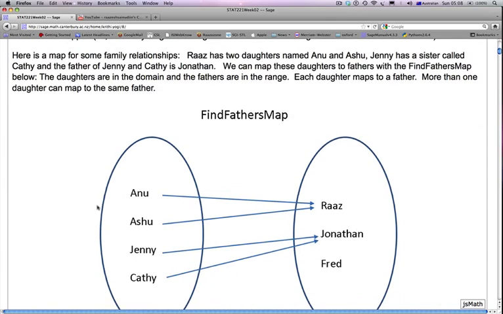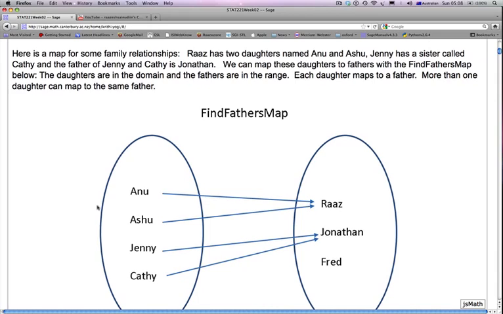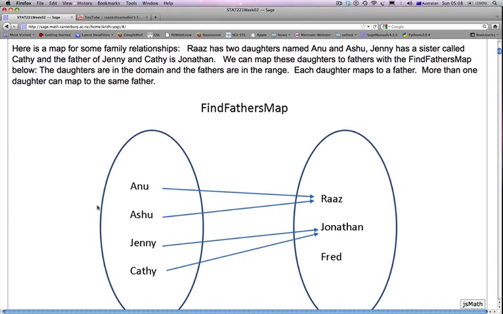Here is a map for some family relationships. Raz, that's me, I have two daughters named Anu and Ashu. Jenny, your tutor, has a sister called Kathy, and the father of Jenny and Kathy is Jonathan. We can map these daughters to fathers with the Find Fathers map below. The daughters are in the domain, which is the set here on the left, and the fathers are in the range, which is the set here on the right.